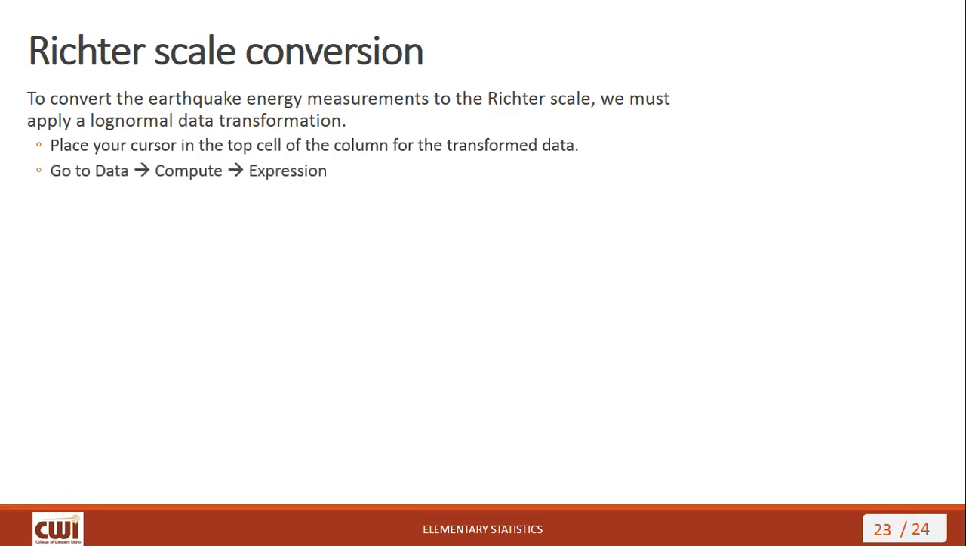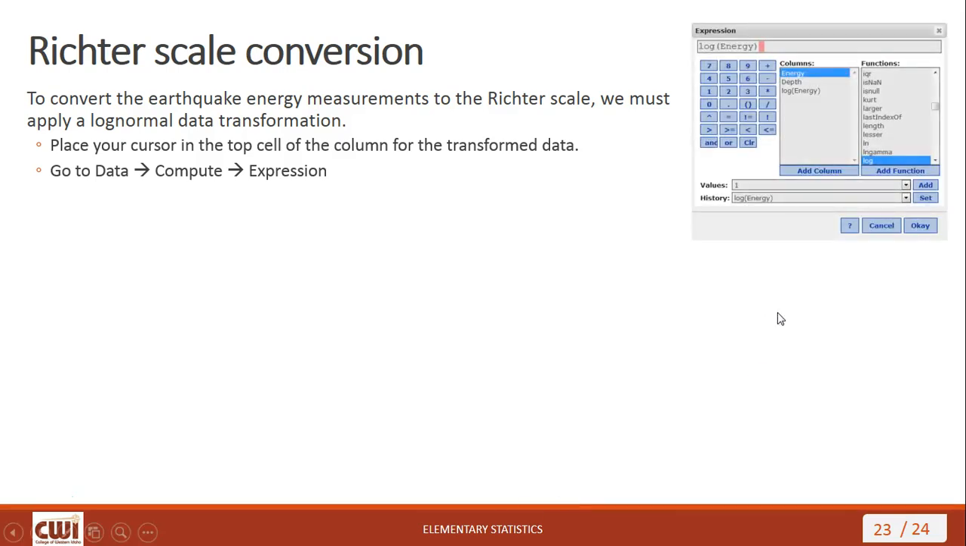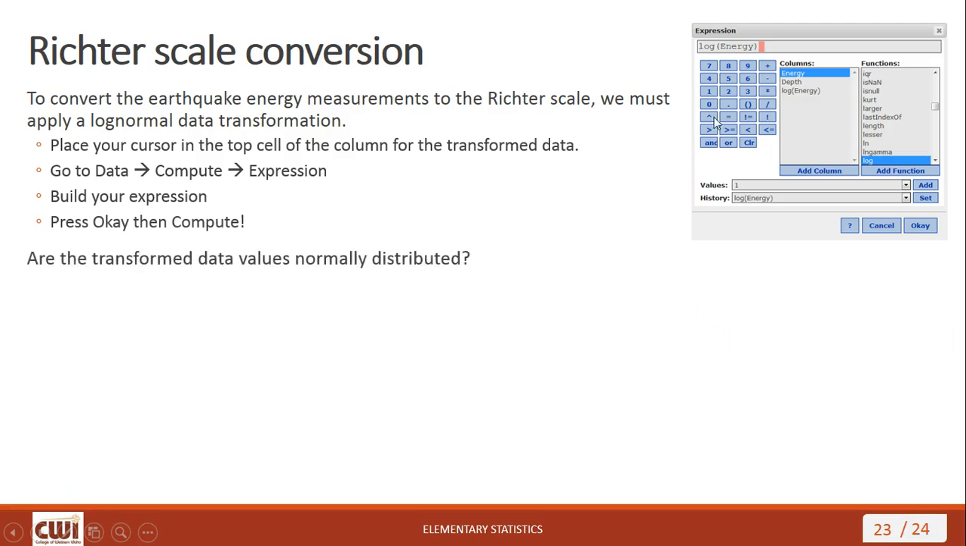Then go to Data, Compute, Expression, and go ahead and press on Build so you can get to the expression builder. And when you get there, go ahead and select Log again from your function window, press Add Function, and then in the columns, go ahead and select Energy, and then Add Column. I should end up with something that looks like this. Once you get that, your expression is built, so go ahead and click OK, and then click Compute in the Options window, and you have your values for data that's been transformed.